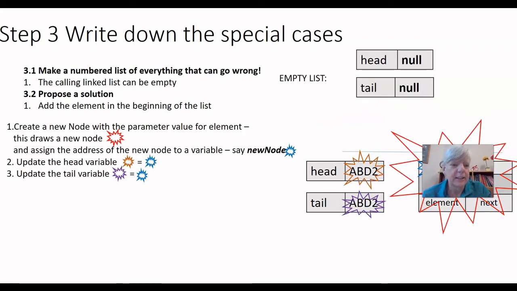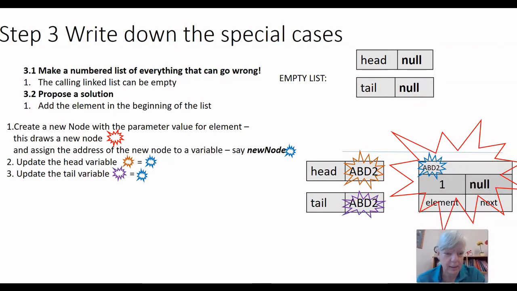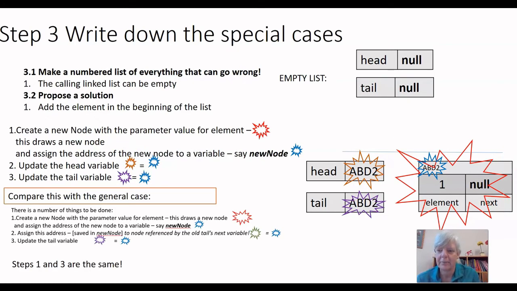So, here it is. Let's move me out of the limelight. Okay. I have an empty list. I create a new element. Now, I have to update the head variable, and I have to update the tail variable, and that's it. Do you believe me now that it becomes easier once you understand that previous slide? Stop and stare until you understand.